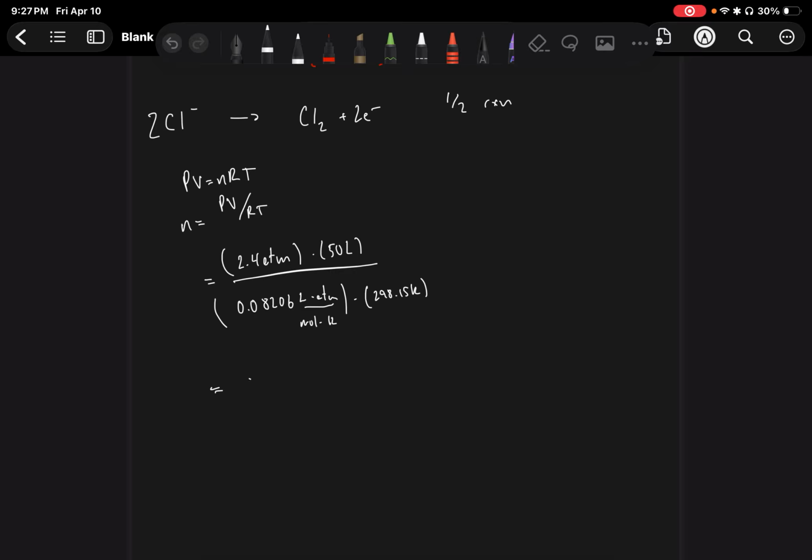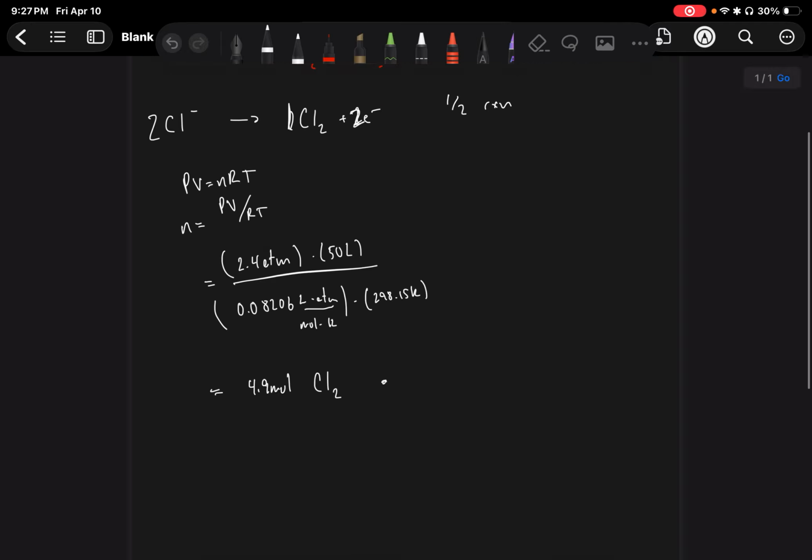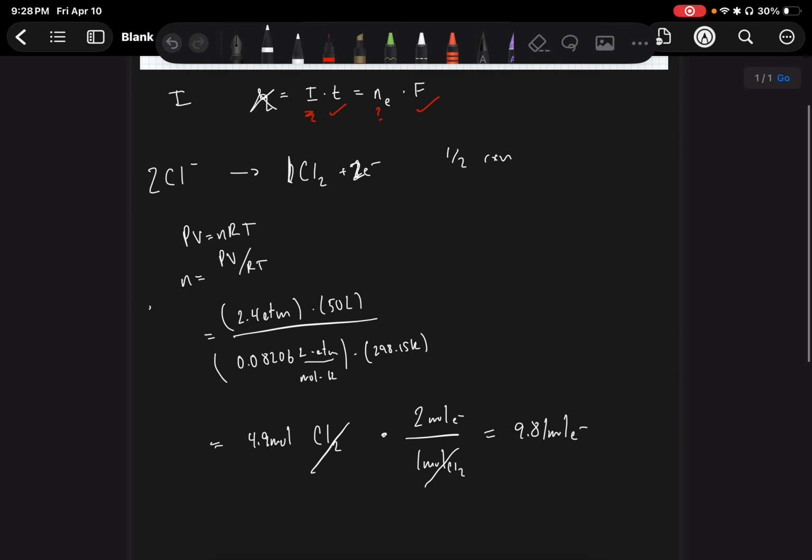Okay, so the value we're going to get is 4.9 moles. Mind you, this is going to be 4.9 moles of Cl2. So now in this reaction, we have 1 mole of Cl2 and 2 moles of electrons. So for 1 mole of Cl2, we're going to get 2 electrons. So if we have 4.9 moles of Cl2, we multiply that by 2 moles of electrons over 1 mole of Cl2. The units cancel, and what we end up with is 9.81 moles of electrons.